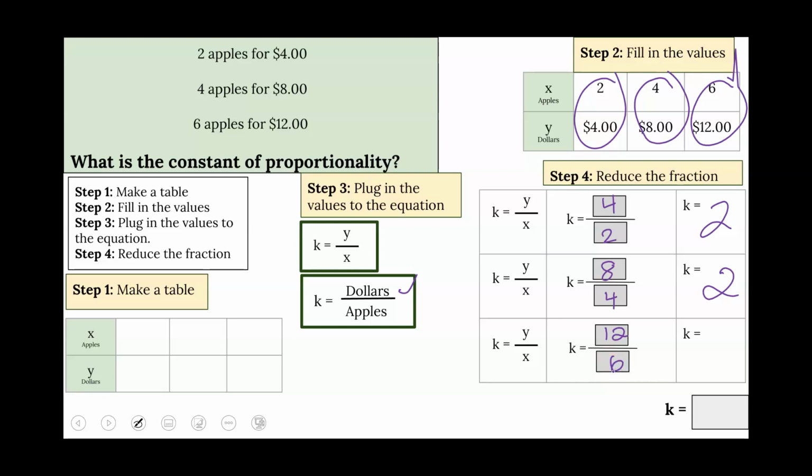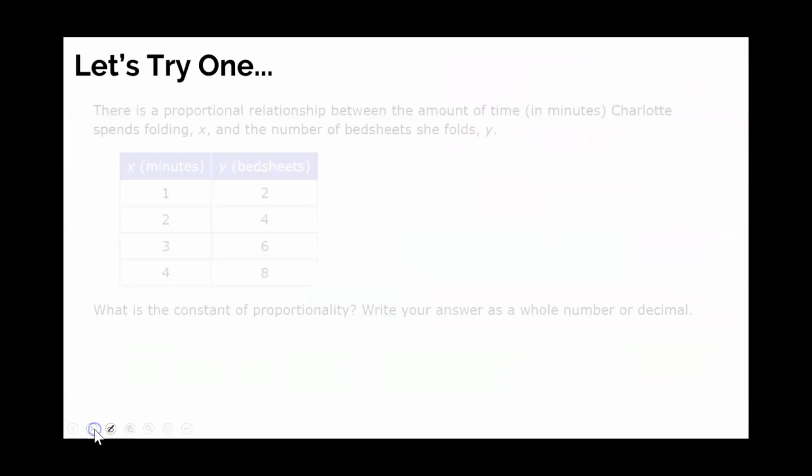And in my calculator, I'm putting 12 divided by 6, and I get 2. So the answer, the constant of proportionality here, is 2. That's it, guys. So let's try another one.